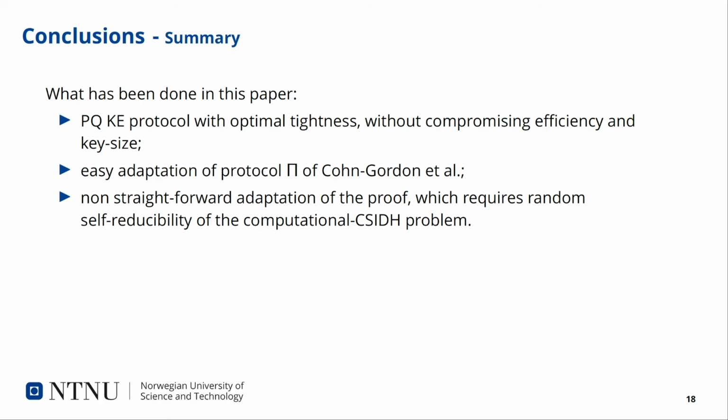So in summary, what we've done in this paper is building a post-quantum key exchange protocol with optimal tightness, without compromising efficiency or key size. The protocol itself is an easy adaptation of Protocol Pi by Kock, Gordon, and others, but adapting the security proof was not so straightforward, because, for example, we only had one operation to play with instead of two operations with the exponents in the usual Diffie-Hellman setting, and we require random self-reducibility of the computational CSIDH problem.